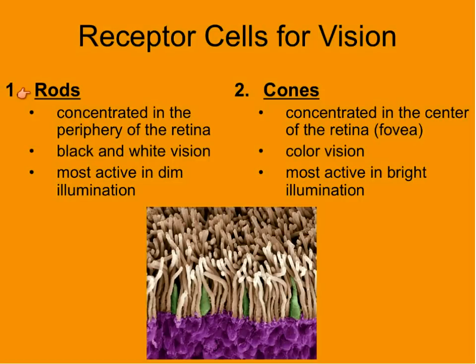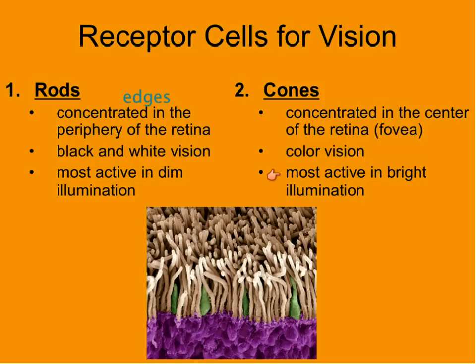Let's talk more about rods and cones now. So rods are concentrated in the periphery of the retina. What does that mean? They're concentrated more along the edges. Rather than being sort of in the downtown area here, they're out in the suburbs of that retina, right? Rods are specialized for black and white vision, and they're most active in dim illumination situations. Okay, rods. Cones, in contrast, are concentrated in the center of the retina, and we've got a place called the fovea that I'll say more about in a minute. Cones are specialized for color vision, and they're most active in bright illumination.